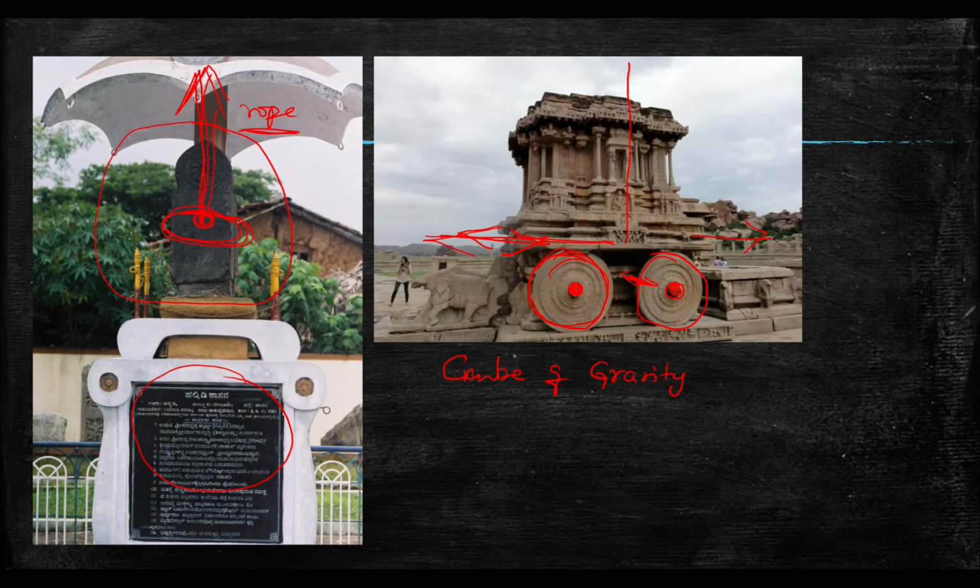So this is the solid object where most of the weight or most of the mass of the body is assumed to be concentrated. That means if you apply the load at that point, it will be the easiest to move the object. That is the center of gravity.